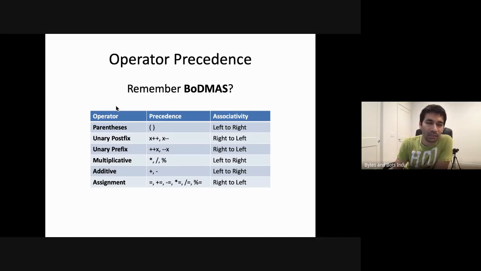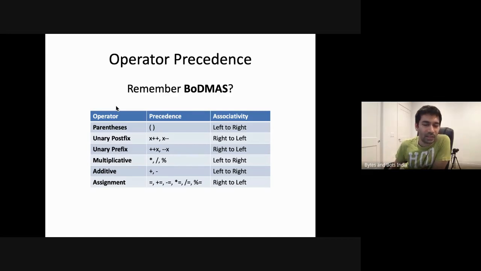So if there was something in the bracket before multiplication, then it will solve that first. If there's something within brackets or parentheses after multiplication, then it will solve that next, and whatever is the result of these two will be multiplied together, right?